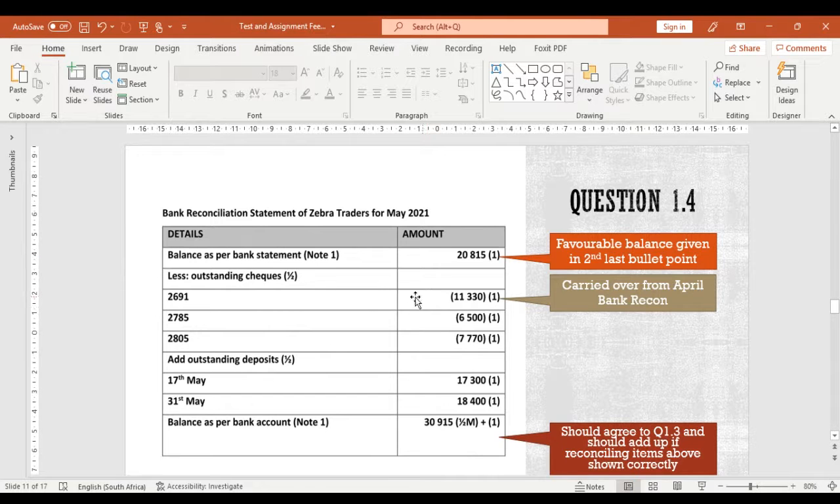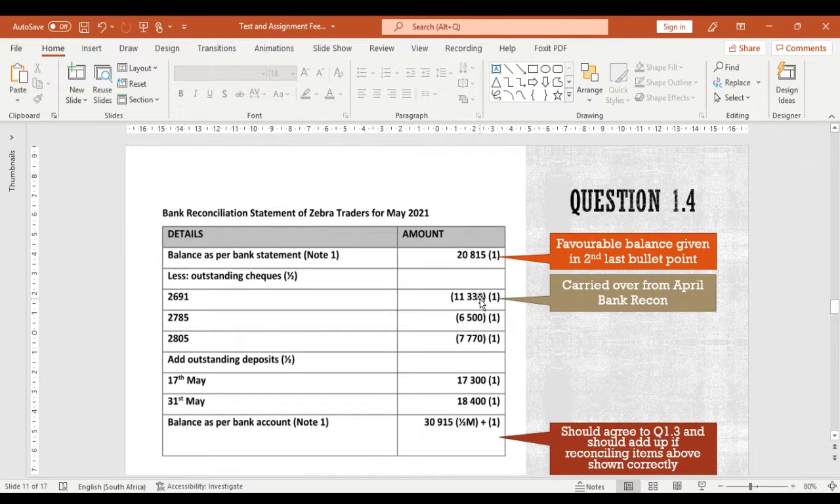Then your outstanding checks. The first one we carried over from our April bank reconciliation because there wasn't any additional information showing that it has been dealt with. And then the other outstanding checks and deposits would have been from the additional information, what was recorded in the cash books, but has not actually been reflected on the bank statements.